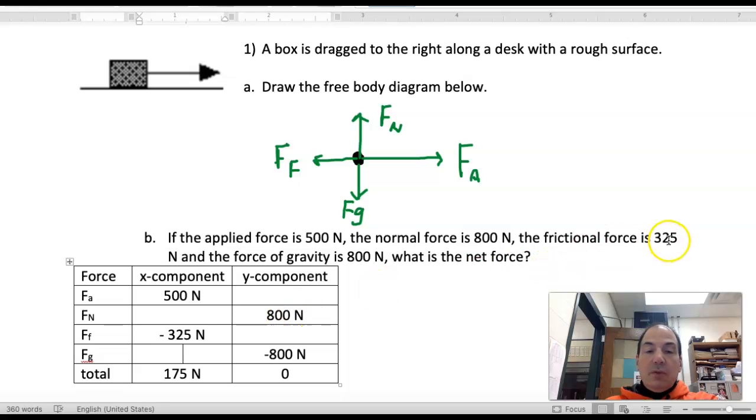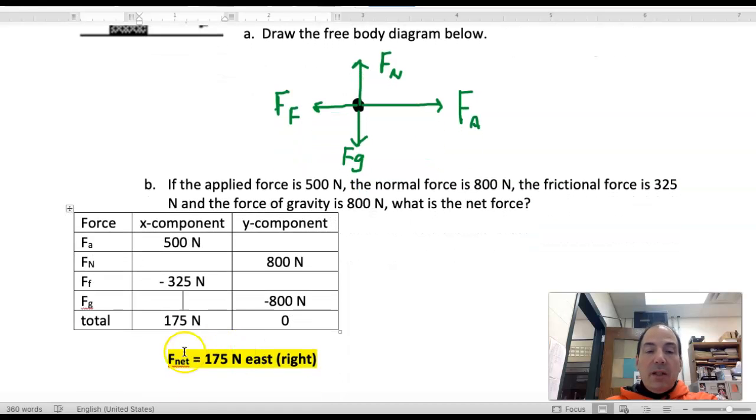Then we have the frictional force, which is 325. Well, friction was to the left. That's the negative x-axis. So I put it on the x side and I put it in as negative 325. And then we have gravity, which we said is down, or in the negative y direction. So it's a negative y. When I add up at this point, these are going to cancel out. 800 plus negative 800 is 0. 500 plus negative 325 is 175. So there is my net force: 175 newtons, and since it's positive, and positive x is east or right. I don't care if you say right or east, that's fine.